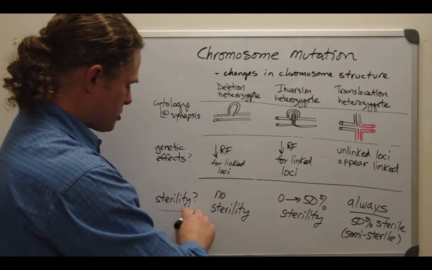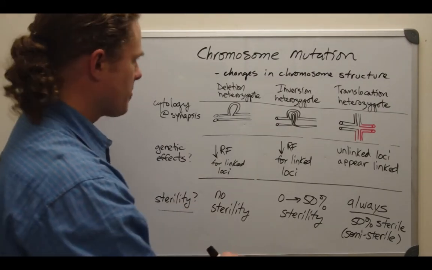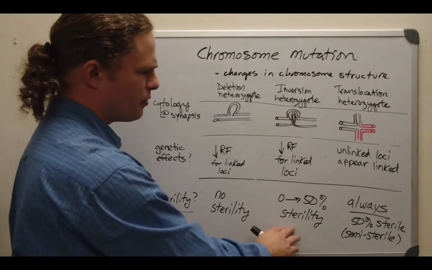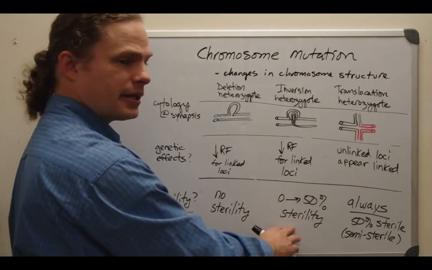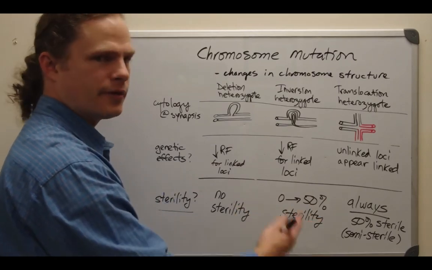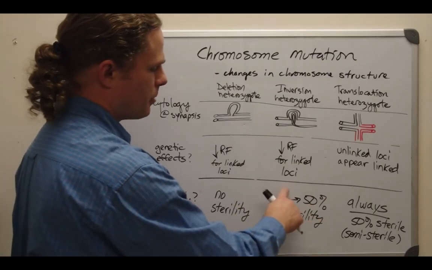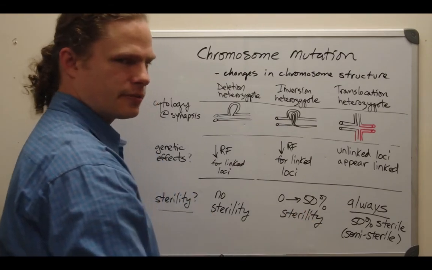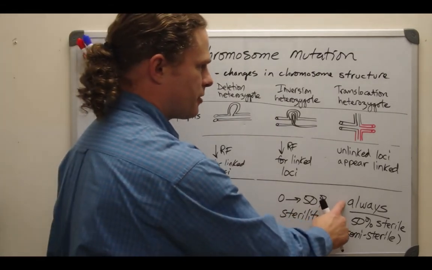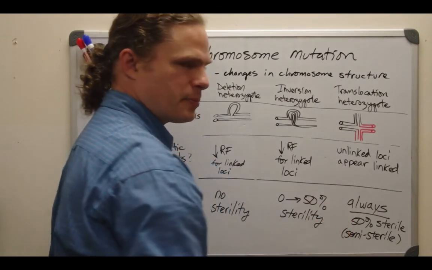The sterility issue is also quite important for genetics questions. Deletion heterozygotes don't have sterility issues. Inversion heterozygotes, the sterility is proportional to the size of the inversion loop. So if you have a 10 map unit inversion, you have 10% sterility. As a result, we can see a range from 0 to 50% sterility depending on the size of the inversion loop. Translocation heterozygotes, on the other hand, are always 50% sterile.